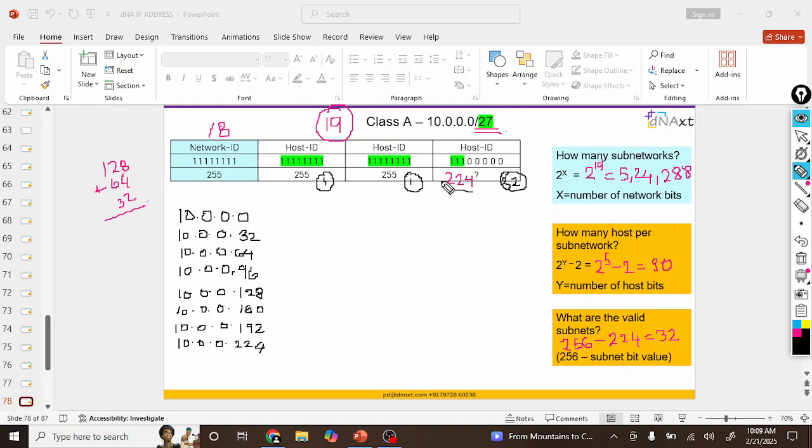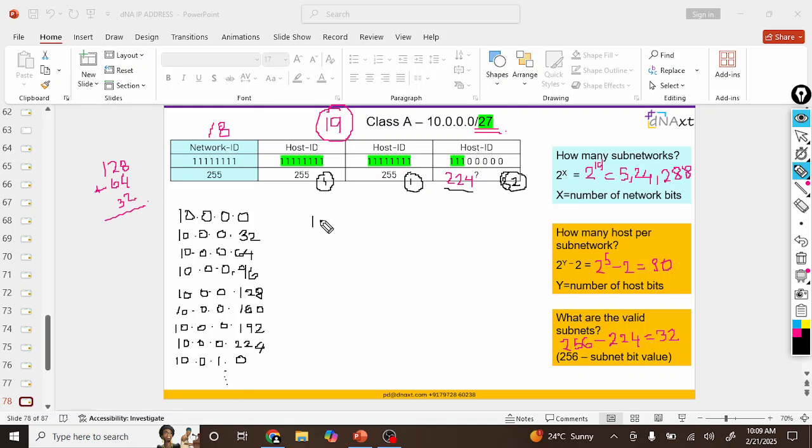Right now we are doing increment in the fourth octet only. So when you reach the subnet bit value in the fourth octet, there will not be any increment in the fourth octet, because if you add 32 to this, you will get 256. So this is your last subnetwork in the 10.0.0 series. Now next, since increment in the fourth octet is not possible, we'll do increment in the third octet. And increment in the third octet is of 1. So 0 will become 1. So 1.0, 1.32, 1.64, 1.96, 1.128, 1.160, 1.192, 1.224.